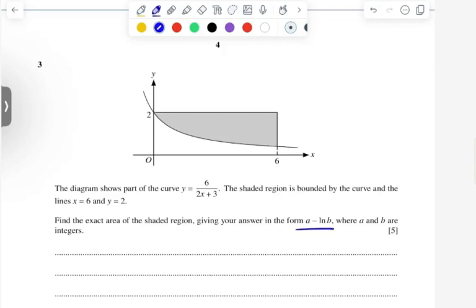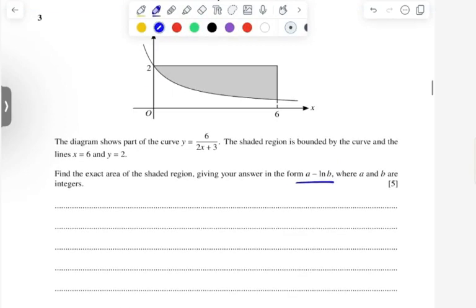A and B are integers. All right, so now we are in the topic of integration. We're looking at the area under a curve. In this case, we're going to calculate the area of the rectangle and then subtract the area under the curve. That is going to give us the area of the shaded region. We're just going to use our integration, and it looks like we're also going into logs and lns.